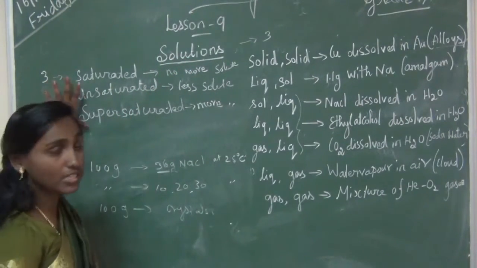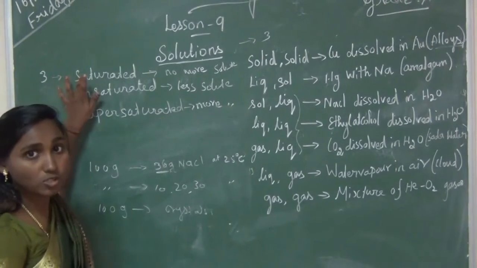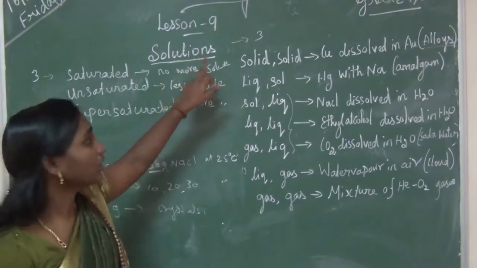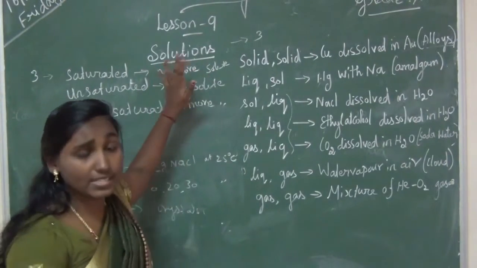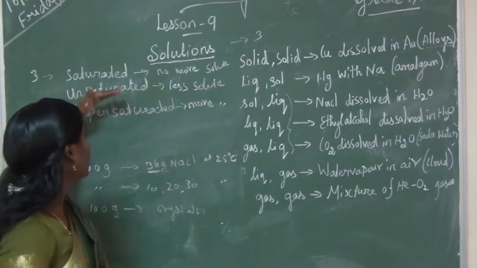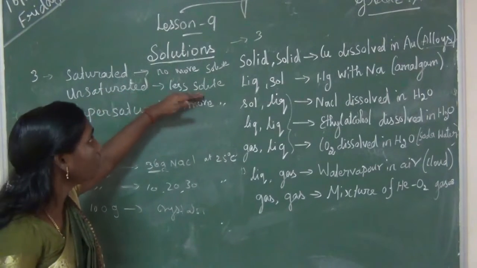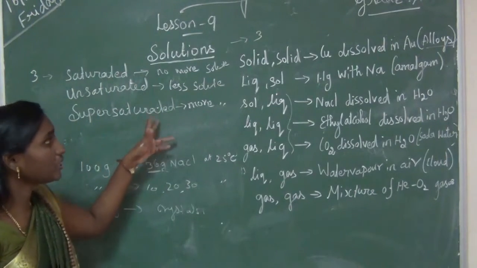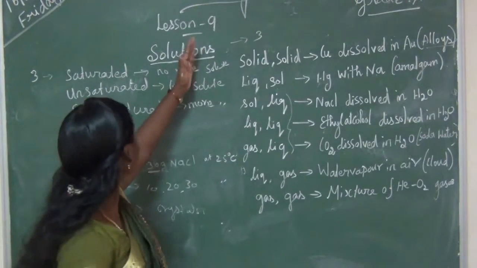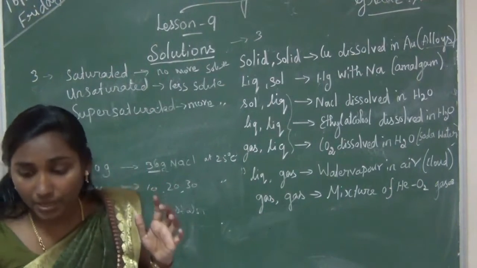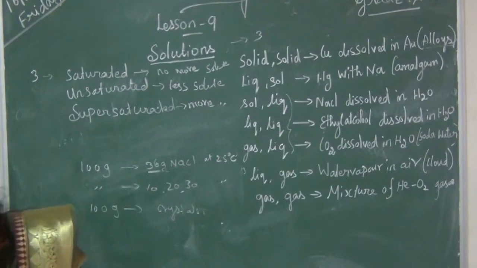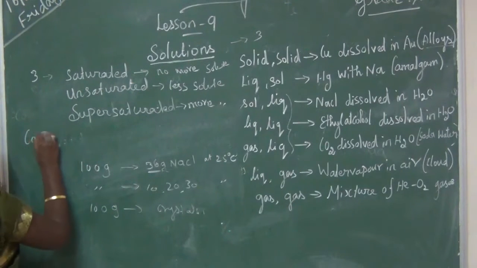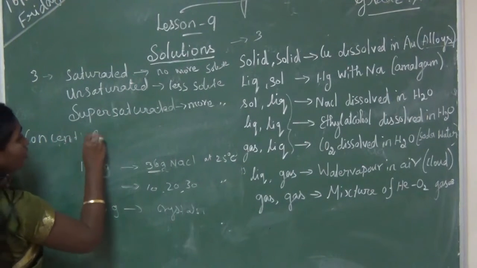Have you understood these three solutions? First one, saturated solution means no more solute can dissolve at a given temperature. Then unsaturated means less solute than that of saturated solution. Supersaturated solution means more solute than that of saturated solution. Okay. Then next we are going to learn concentrated and dilute solution.